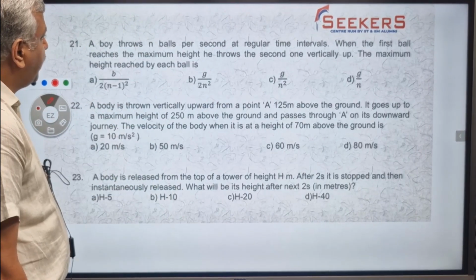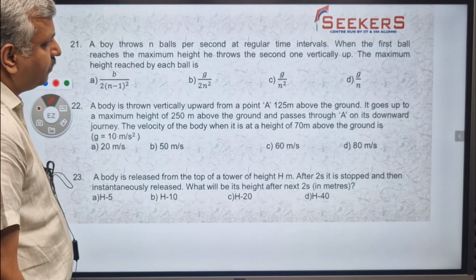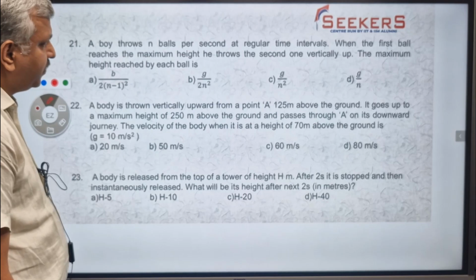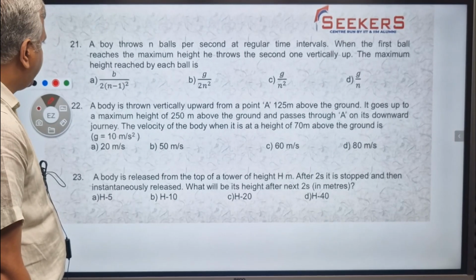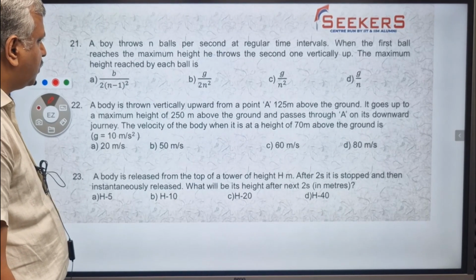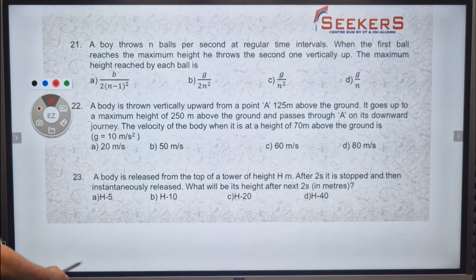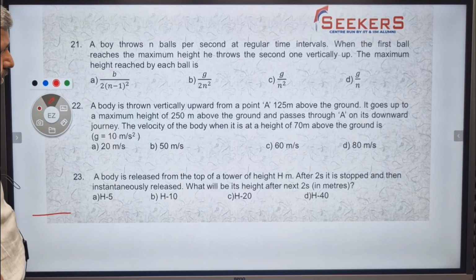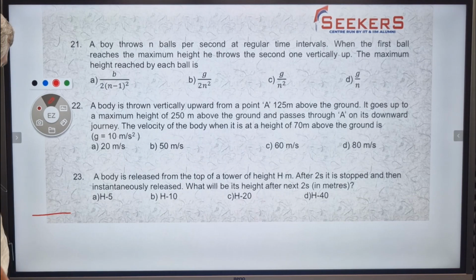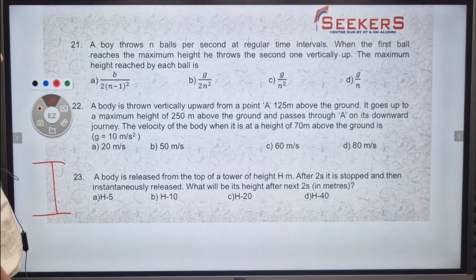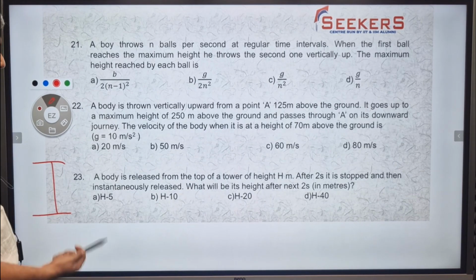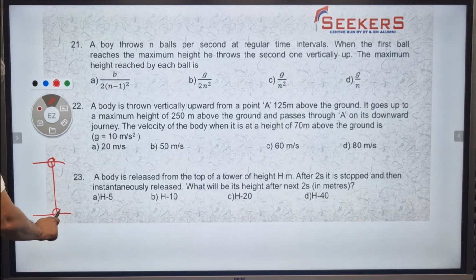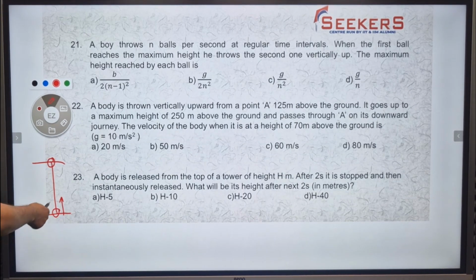A boy throws n balls per second at regular intervals of time. When the first ball reaches a maximum height, he throws the second one vertically up. The maximum height reached by each ball is how much? Okay, so the boy is throwing n balls per second at regular intervals of time. When the first ball reaches the maximum height, the second one is thrown vertically upwards. So when the first one reaches the top, only then the second one is thrown. So the time interval is so adjusted.